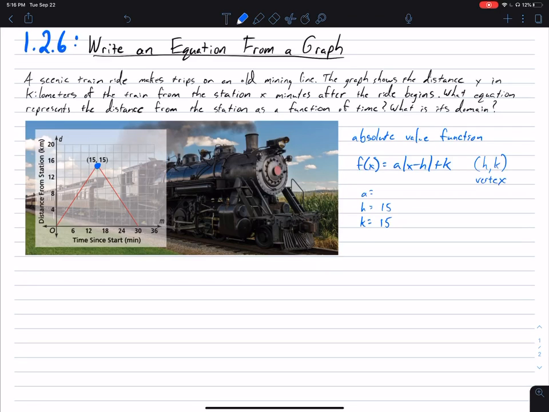All right, the reason I know that is my absolute value function has been kind of flipped upside down. Okay, it looks more like an A than a V. So a is going to be negative something. I don't quite know what that something is yet, so I've got to figure that out.